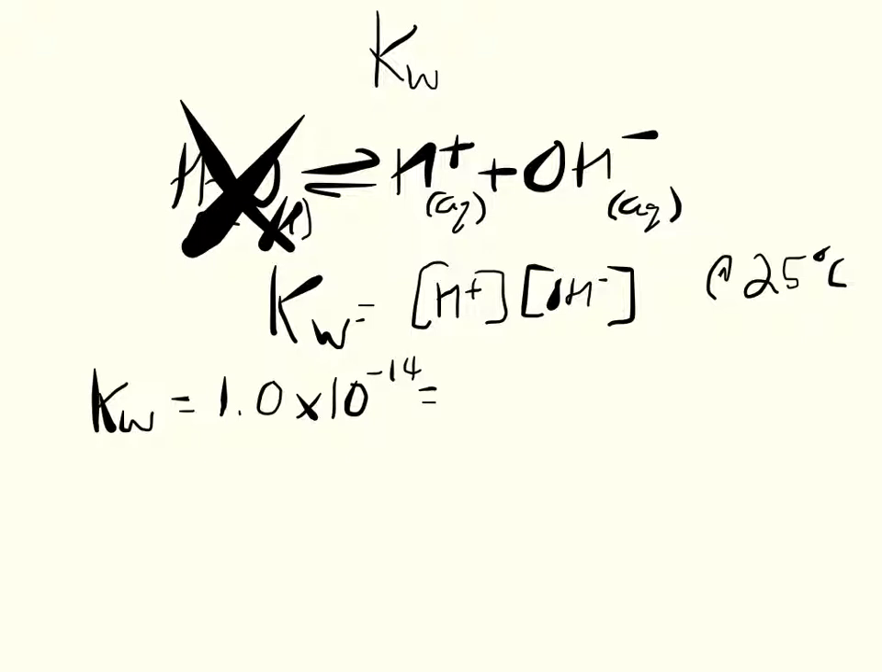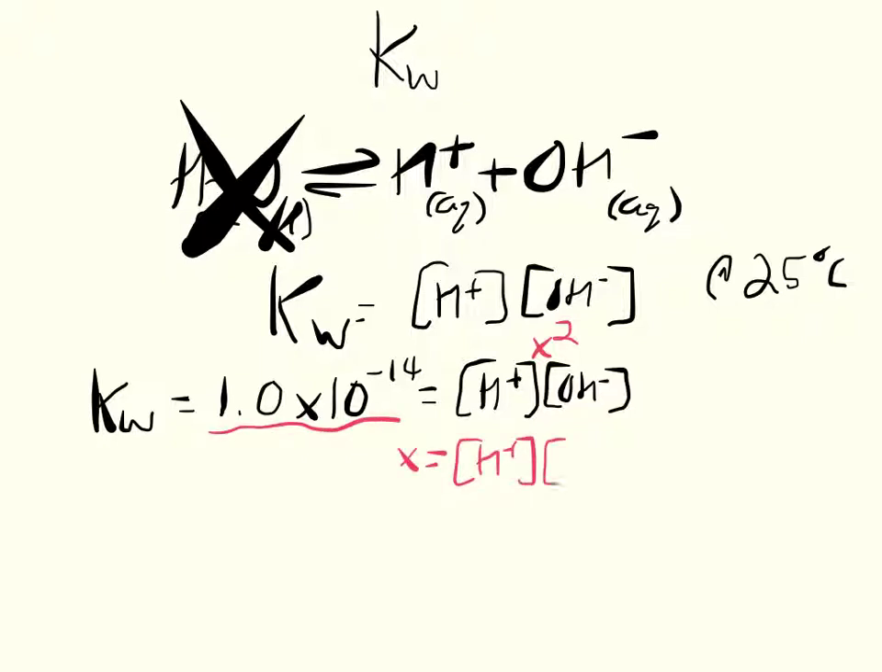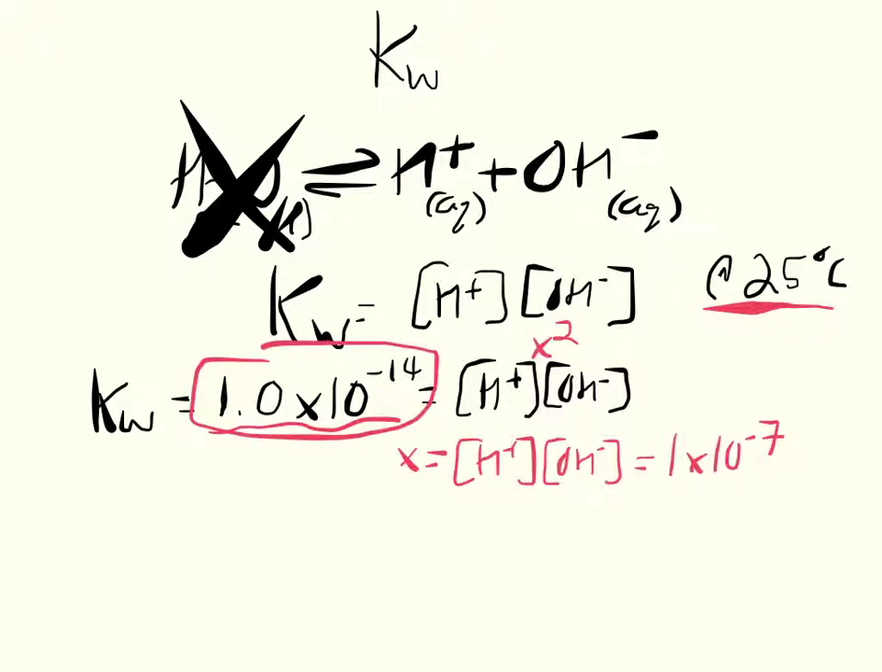So if you think about that, that's equal to H plus times OH minus. And since these concentrations are going to be equal, essentially these are both like X. We have X squared equals this value. X, which is equal to the concentration of H plus and OH minus, is 1 times 10 to the negative 7. If we're at neutral pH and we're at 25 degrees Celsius. So you just got to remember Kw is equal to this value, which is also given on the equation sheet.